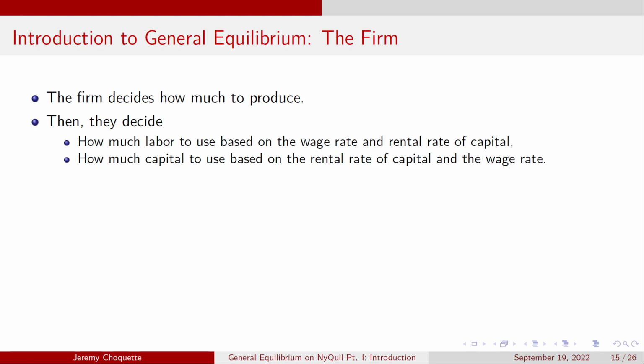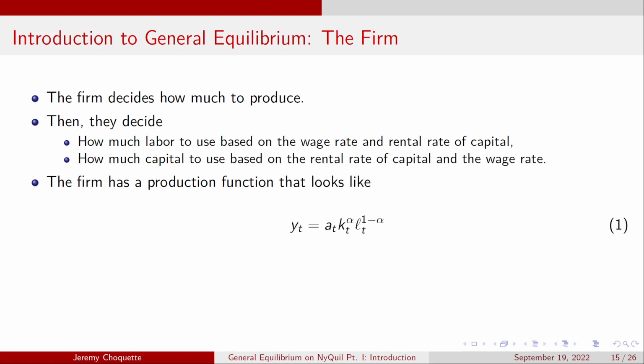The demand for labor is dependent on the wage rate, but it's also dependent on the cost of the other input. So if, say, capital is relatively more expensive than labor, the firm's going to say, screw it, we're going to use more labor than capital. If capital's relatively less expensive than labor, then they're going to go, screw it, we're going to fire a bunch of people and just use machines instead. Sound a little familiar?